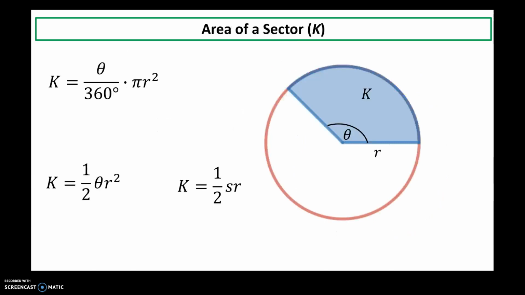Okay, area of the sector. Notice in here, this is blue. We represent that with the letter K. So again, if theta is measured in degrees, the area of this sector is part, theta over 360, of the area of the whole circle. Pi r squared is the area of a circle. If theta is measured in radians, the area of the sector is 1/2 theta r squared. And if we think of what theta times r gave us, that's where the second formula is derived from.